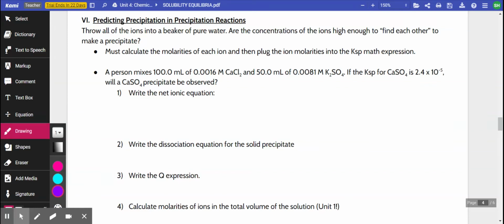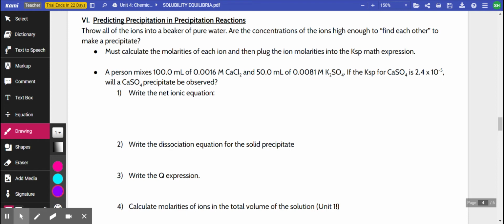All right, so these are our notes on predicting precipitation in precipitation reactions. So imagine that we were going to do a precipitation reaction. Basically, you're going to throw all of the ions that you want to react into a beaker of pure water. What we need to find out is whether the concentrations of the ions are high enough to be able to find each other and to make a precipitate.